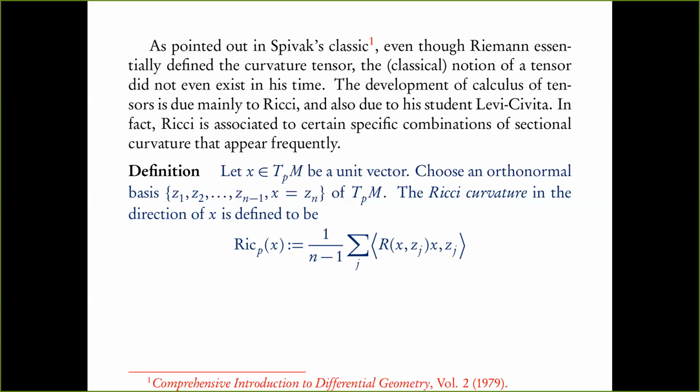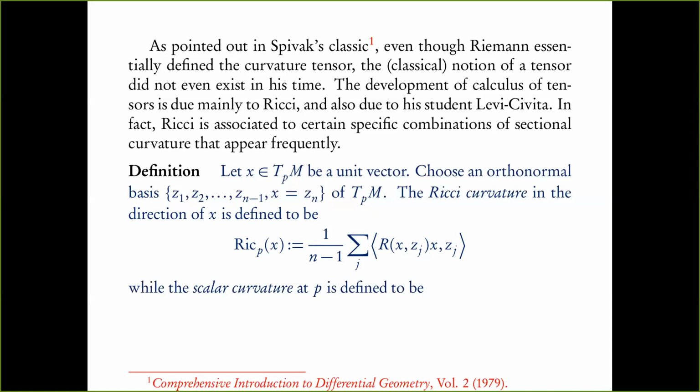The reason why you divide by n minus 1 is that when j is equal to n, x is already zn. So R of zn, comma zn, that is simply 0 by skew symmetry. So you really have potentially n minus 1 sectional curvatures that appear, namely the sectional curvature of zn along with any of the z1 through zn minus 1, and then you take the average of that. So that's essentially what the Ricci curvature in the direction of x is defined to be.